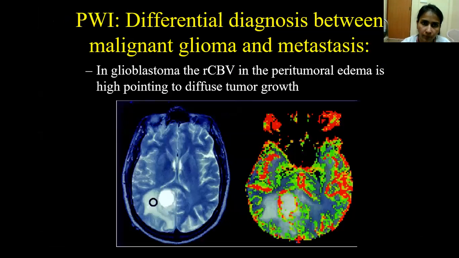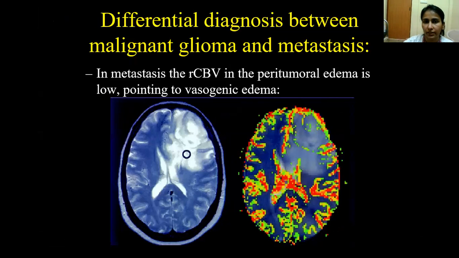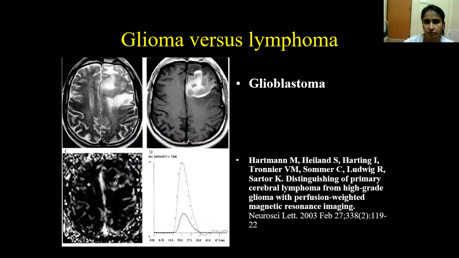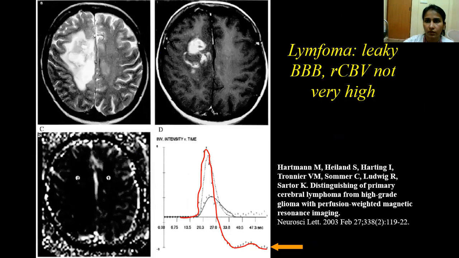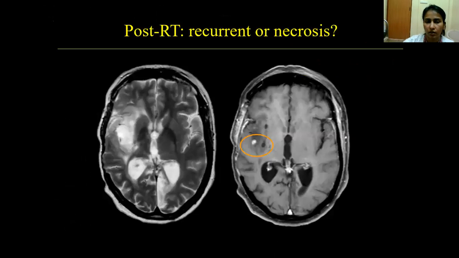choline peak. Now, perfusion weighted imaging, why is it important to differentiate malignant glioma and metastasis? In glioblastoma, the CBV in the peritumoral edema is high. That means there is tumor growth. In metastasis, it is low. That means there is vasogenic edema. Now, GBM versus lymphoma. In lymphoma, there is a leaky blood-brain barrier. Therefore, the CBV is not very high.